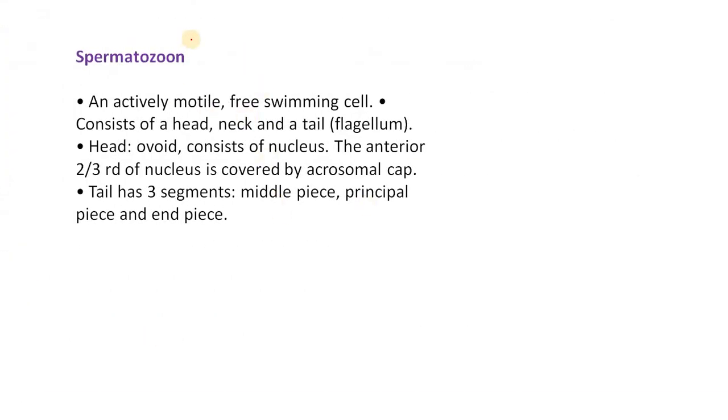So, a spermatozoon is an actively motile free swimming cell and consists of a head, neck, and a tail, as I said. And the head is ovoid, consists of a nucleus, and the anterior two-thirds of the nucleus is covered by the acrosomal cap. And the tail has three segments: the middle piece, the principal piece, and the end piece.